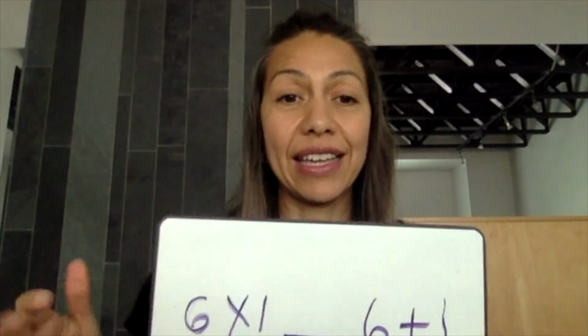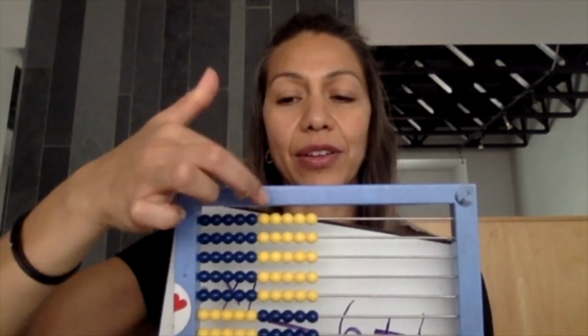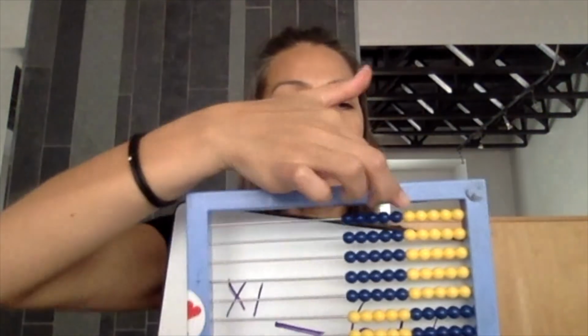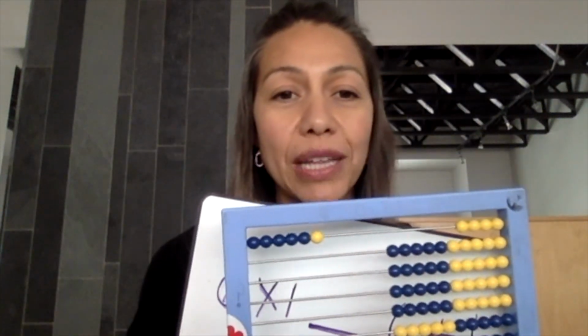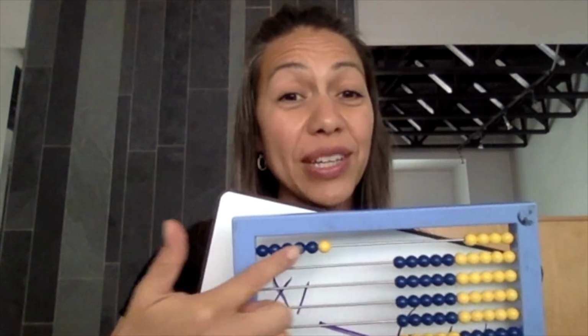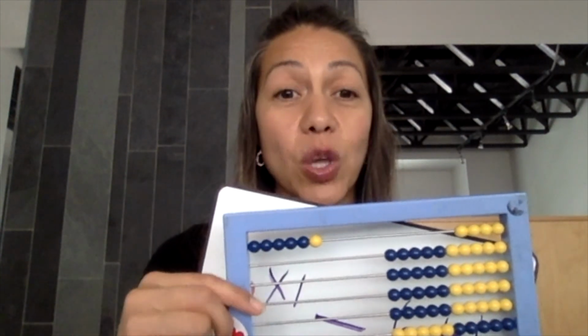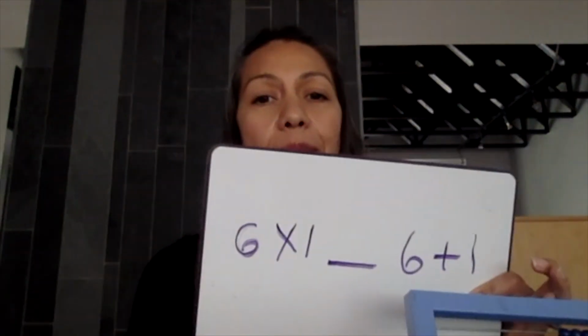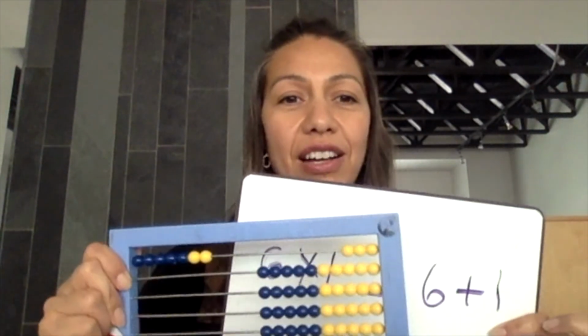So 6 multiplied by 1, we have 6. We have 6 multiplied by 1, which means we only have one row of 6. So our product is 6. Now let's look at our sum. We have 6, and then we're going to add 1. What is our sum? Our sum is 7.